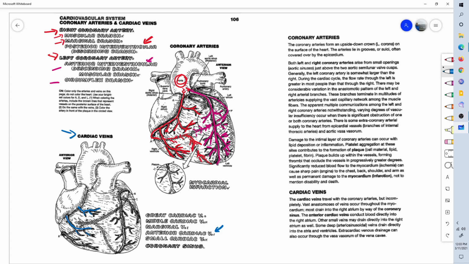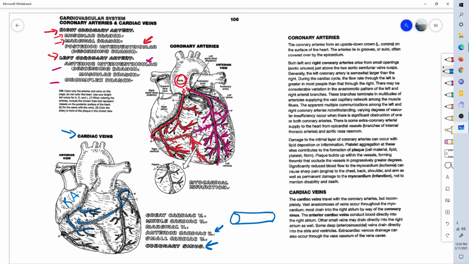And the great cardiac vein running around and then around the back of the heart. And draining, most of these veins wind up draining into a structure called the coronary sinus, which is a big sort of fat vein running across the back of the heart, which will eventually drain into the right atrium as well on the back side of the heart.